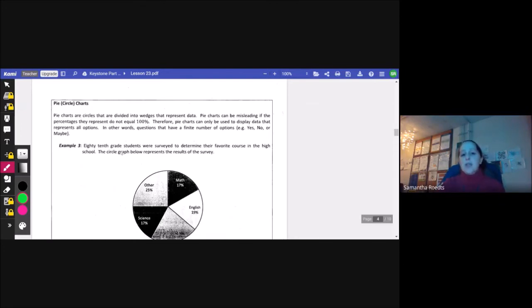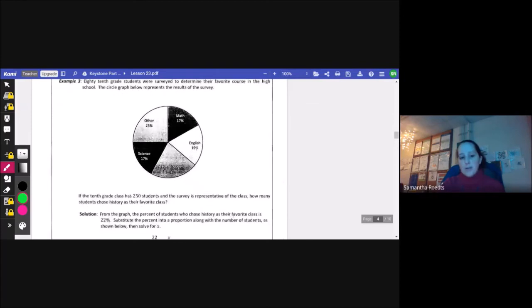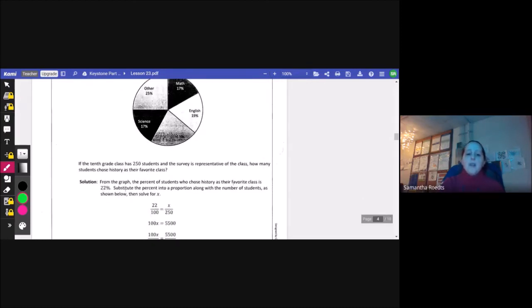Okay, so example 3: 80 10th grade students were surveyed to determine their favorite course in the high school. The circle graph below represents the result of the survey. If the 10th grade class is 250 students and the survey is representative of the class, about how many students chose history as their favorite class? So here's history down here at 22%. From the graph, the percent of students who chose history as their favorite class is 22%.